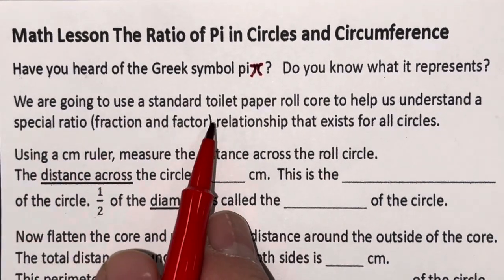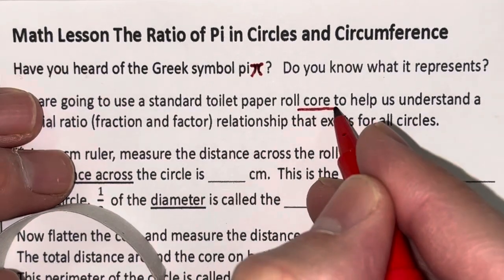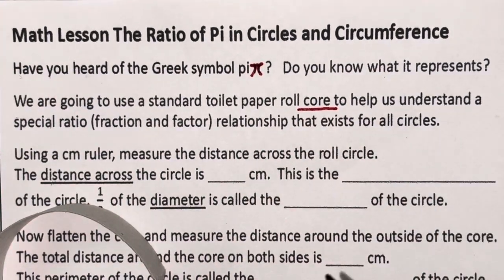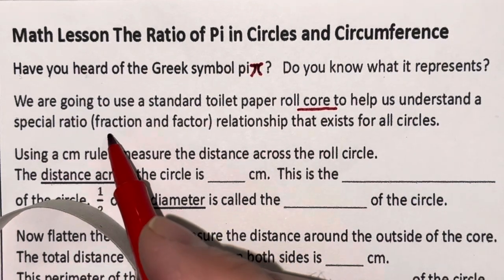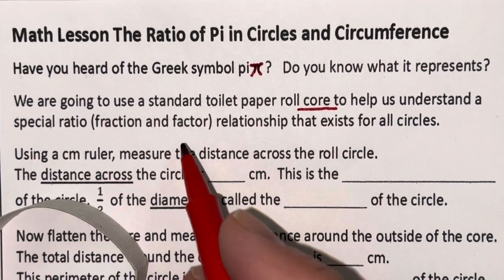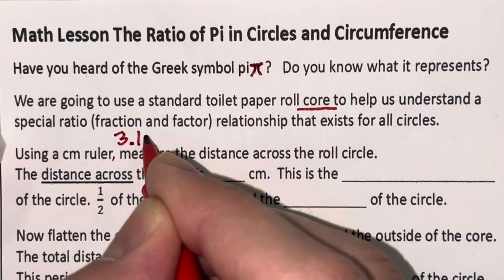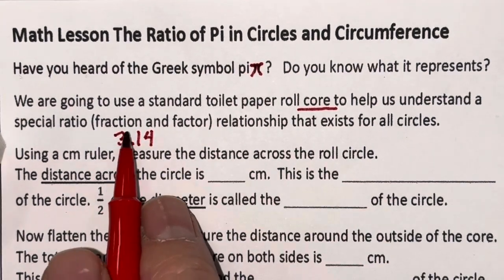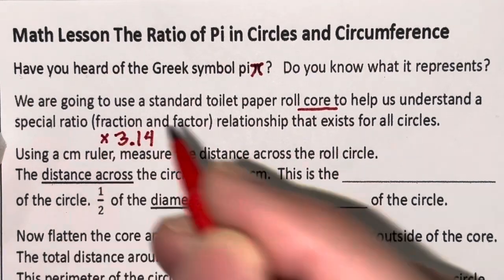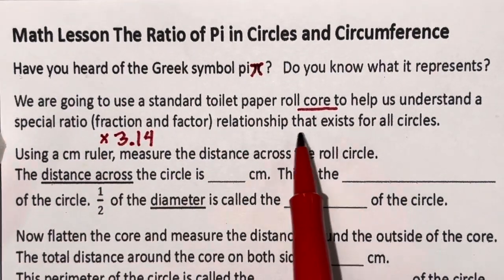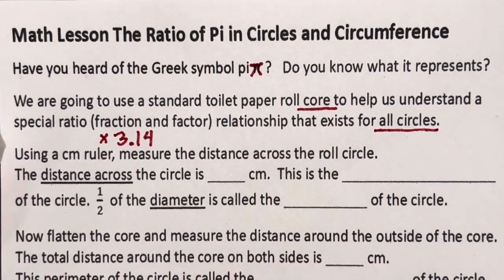So we're going to use a standard toilet paper roll, just the core, to help us understand with a few measurements a special ratio. And then the ratio, we're going to put it in fraction form, and that's going to become our factor. And we're going to discover, let's just make a note right here. Our fraction is going to simplify to the factor of 3 times 3.14. And this exists for all circles, no matter how big or how small.